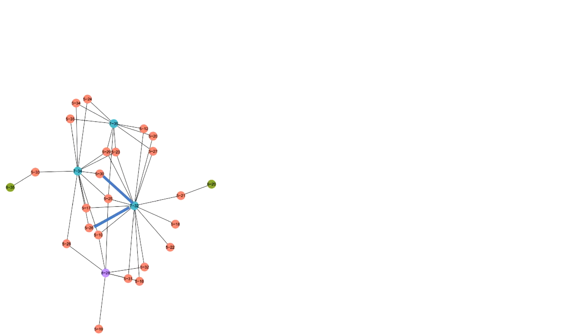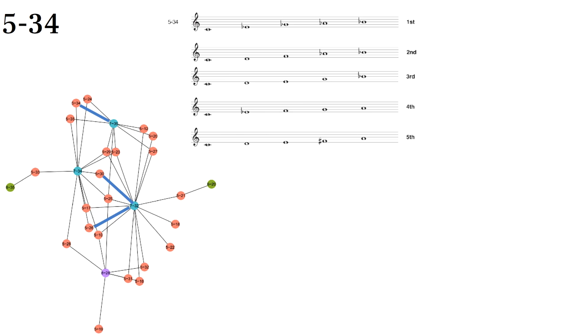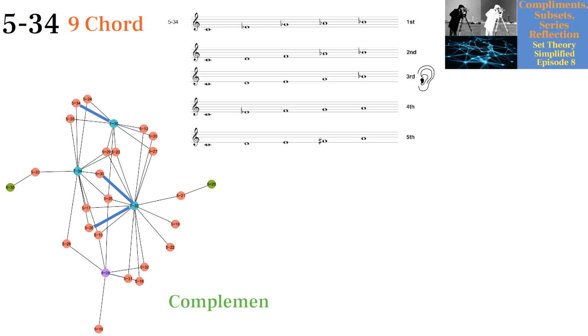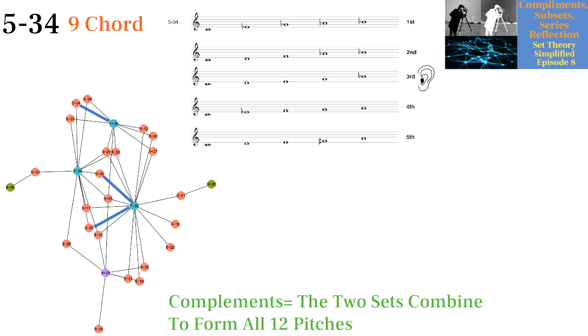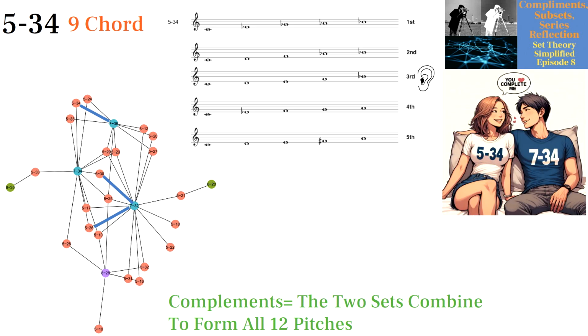While the last two subsets mentioned are shared with the harmonic set, 5-34 is shared in common with the diatonic set. We usually just call it a 9 chord. It's the complement of the acoustic set, meaning that the two sets combine to form all 12 pitches. We can tell they're complements because they both have 34 as the second number of their Forte label. Forte numbers are made so that the cardinalities that add up to 12, like 5-note sets and 7-note sets, will be complements of each other if they have the same second number.